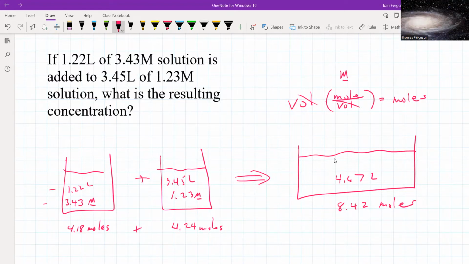Okay. So the combined volumes are 467, the combined moles, 842. Everyone okay so far? Which one? This one? That times that. Molarity times volume will give us moles.